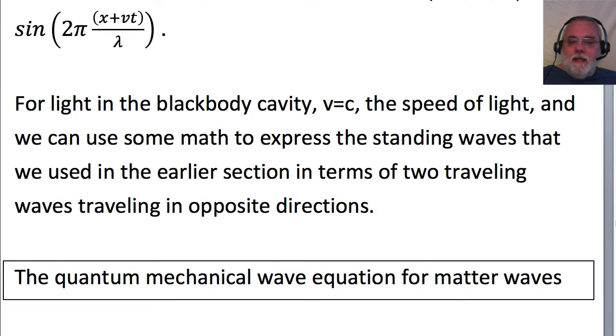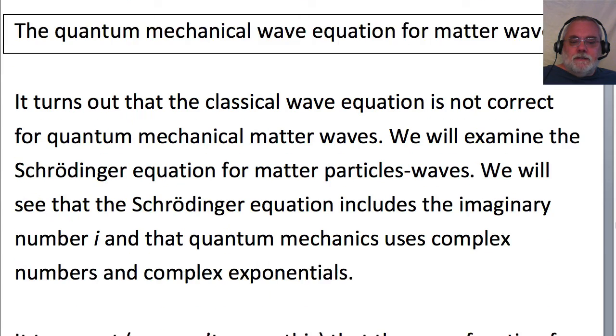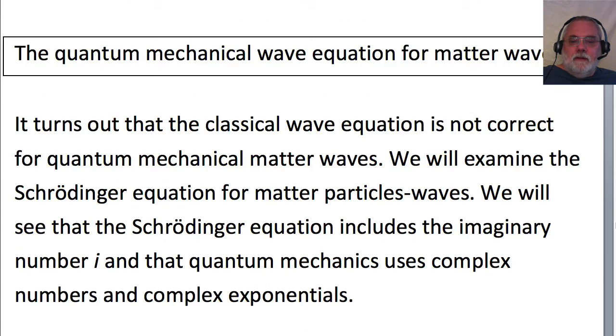The quantum mechanical wave equation for matter waves. It turns out that the classical wave equation is not correct for quantum mechanical matter waves. We will examine the Schrödinger equation for matter-particle waves. We will see that the Schrödinger equation includes the imaginary number i, square root of minus 1, and that quantum mechanics uses complex numbers and complex exponentials.